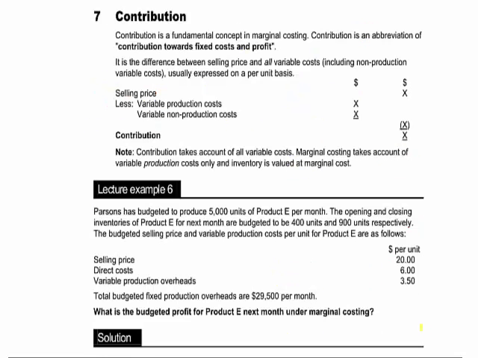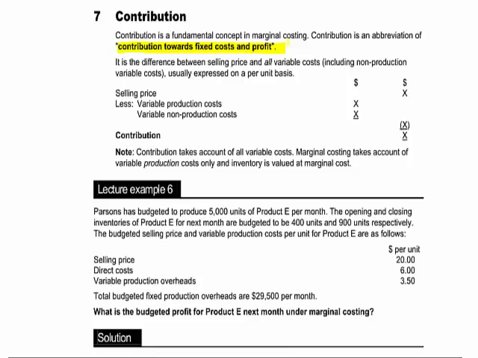So let's explore this idea of contribution a little bit further, because it's a fundamental concept in marginal costing. What we mean when we're talking about contribution is actually contribution towards fixed costs and profit. Because when we sell a unit, we're taking our sales less our variable costs, and that's making a contribution towards our fixed cost. And once those fixed costs are covered, we will then start to make a profit.